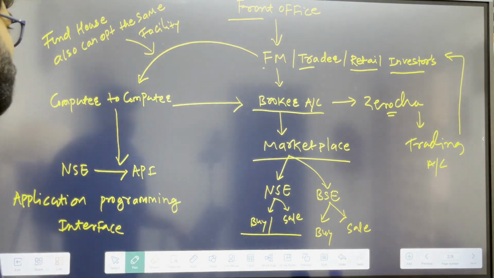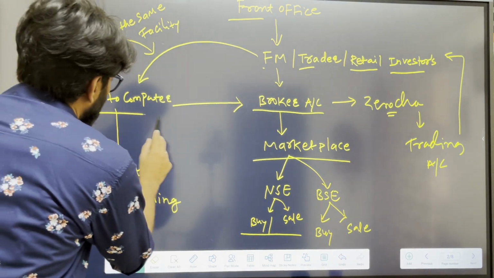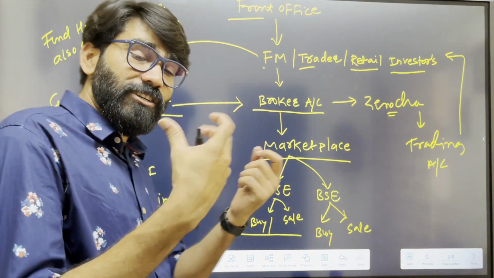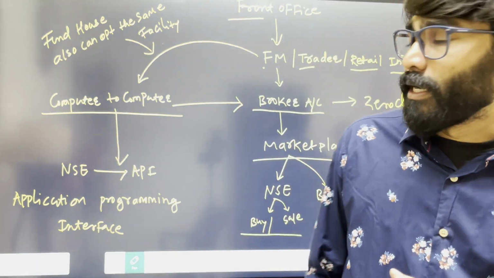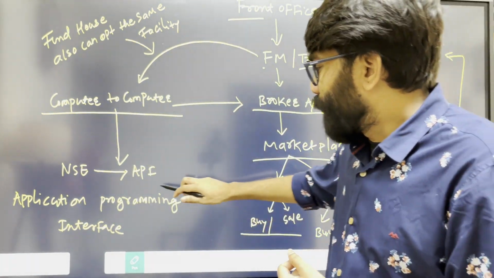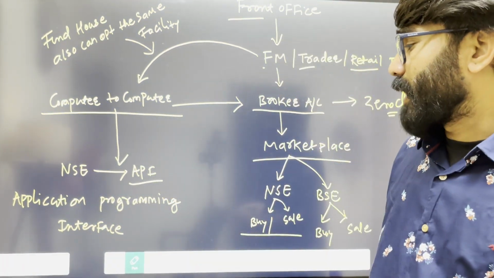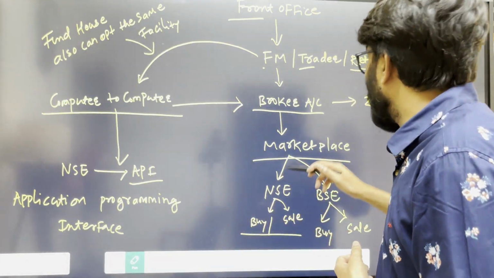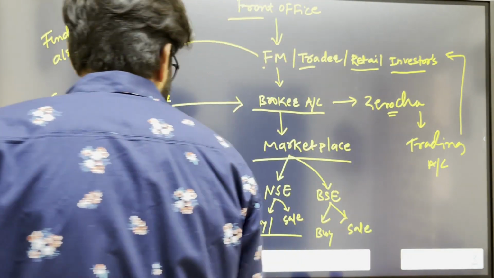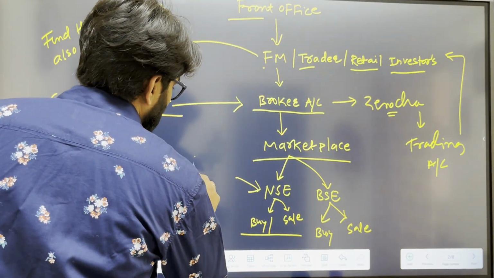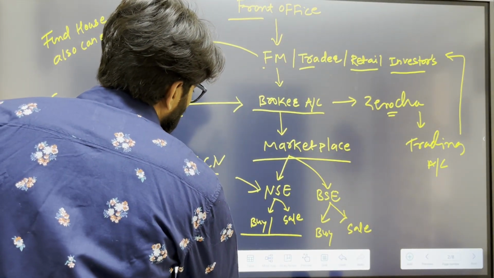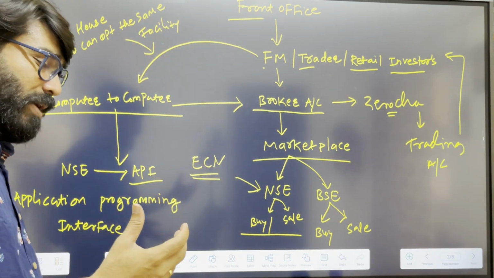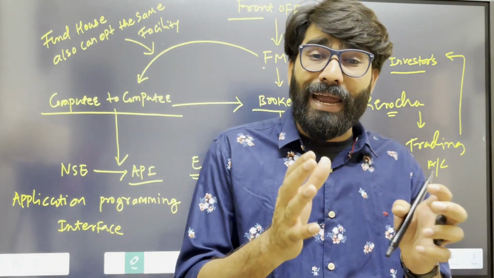Apart from that, here you would see a term like computer to computer trading. Computer to computer trading means system to system or desk to desk trading. So what does it mean exactly? This is an API integration. API means application programming interface. As I told you in a previous video, NSE or BSE has its ECN system. ECN means electronic communication network system, where they manage the buy and sell orders.